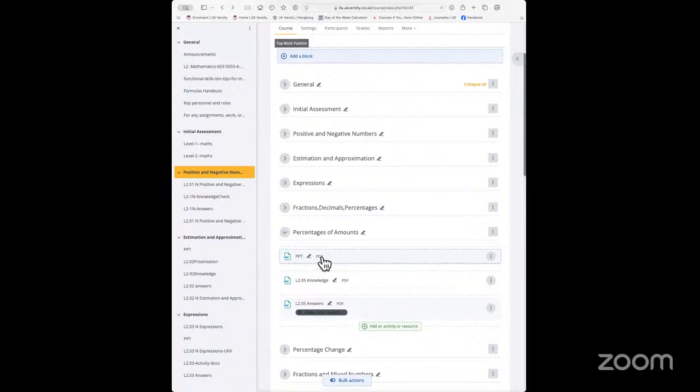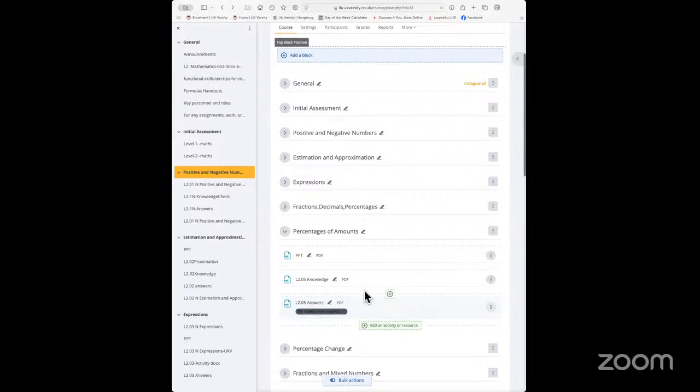This is the presentation. I've not made any changes to it, so I'll leave it like that, and the answers are already given. So my suggestion would be to do this activity. It carries 2 marks, very simple enough.